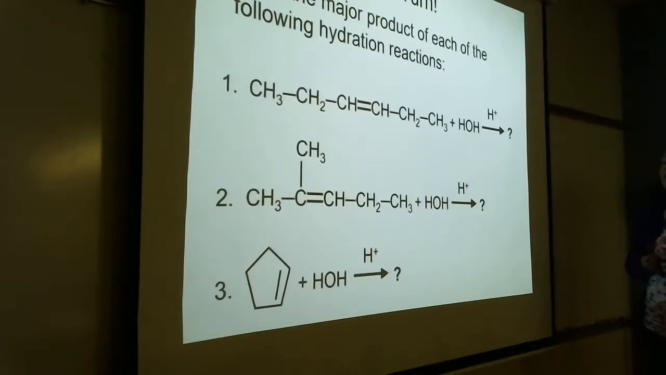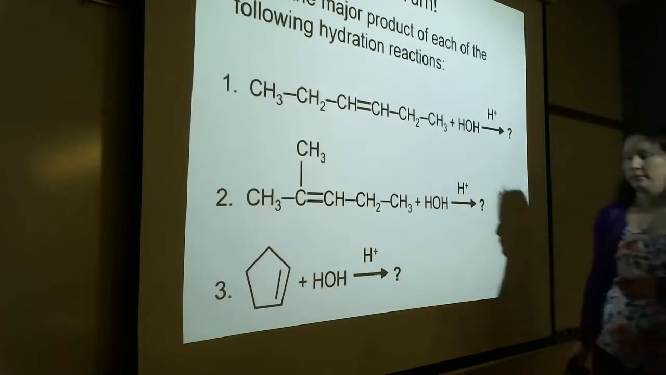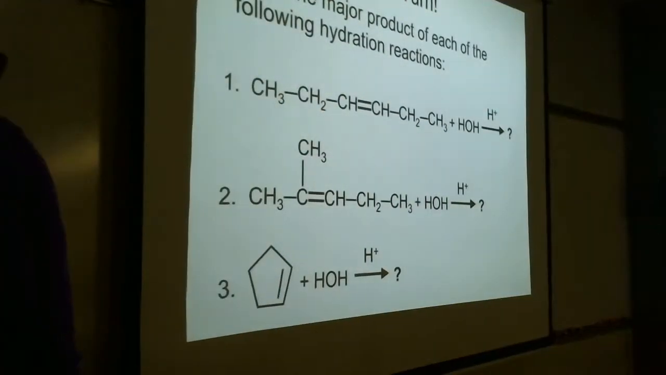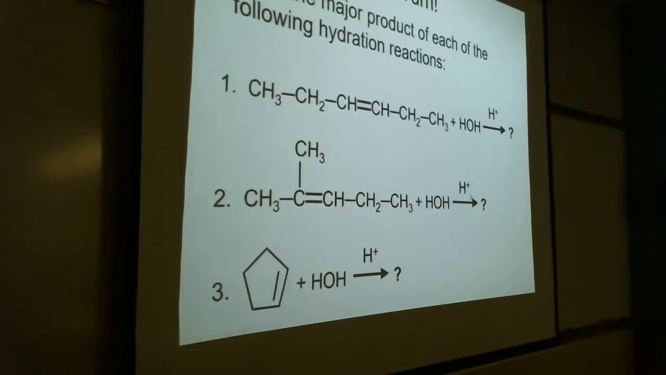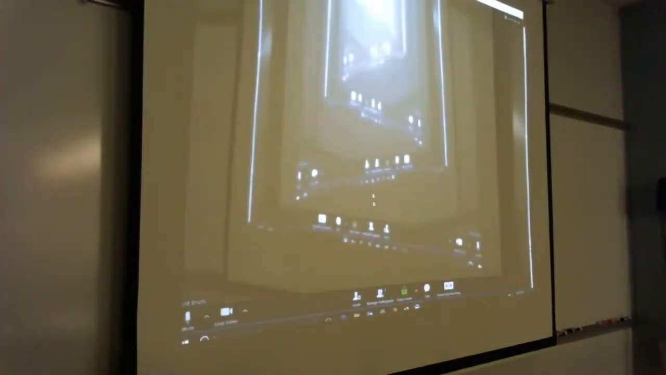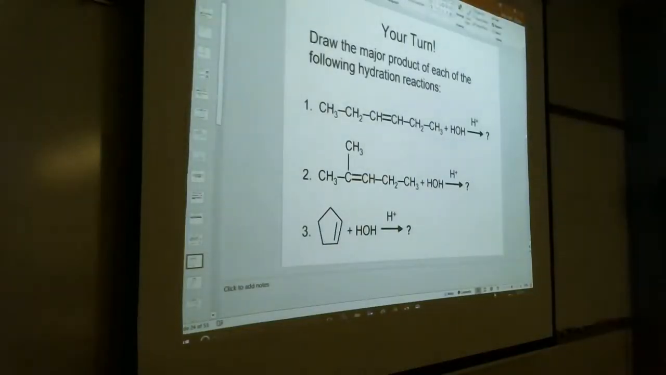So let's try these. If there is a major product, draw it. If there is no major product, then just draw what the product would be. Some of these are going to have a major and a minor product. Some of these won't. You decide. Okay, let's see if we got them right.